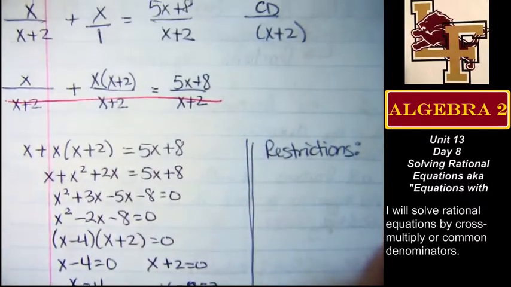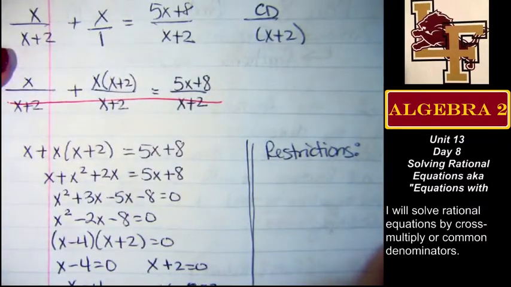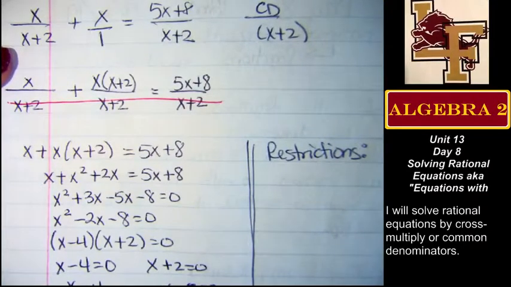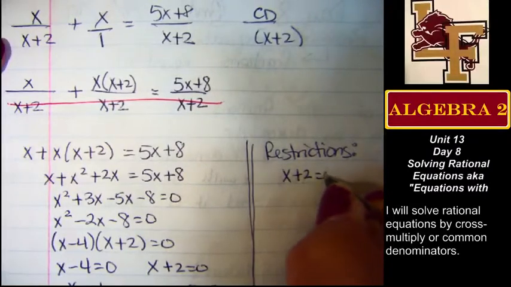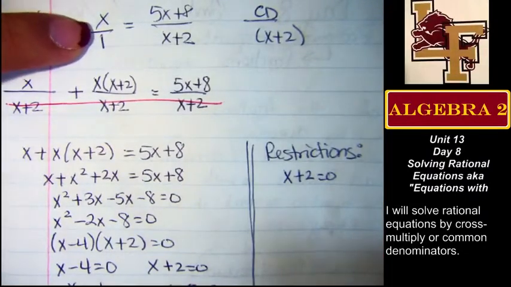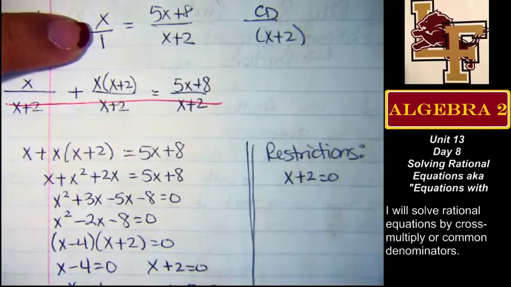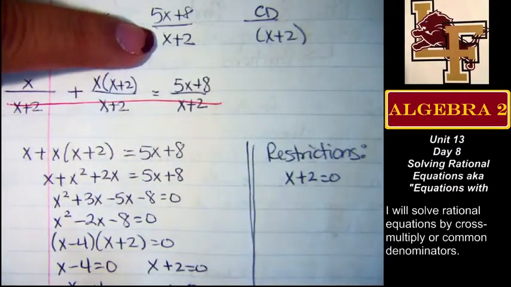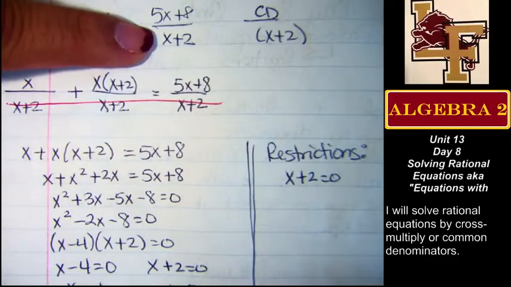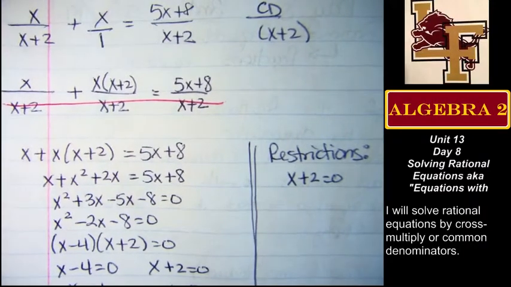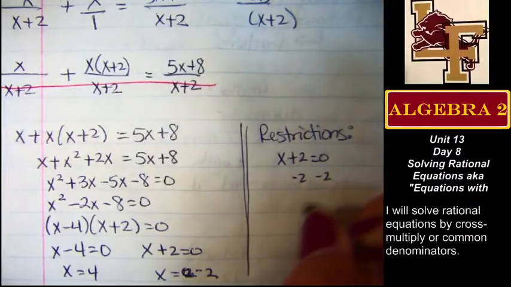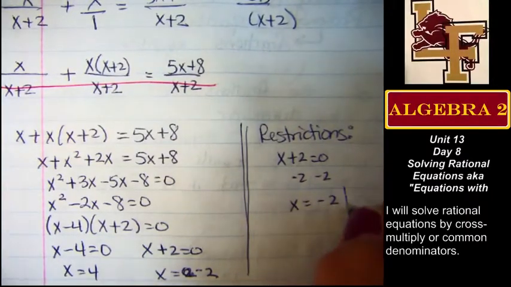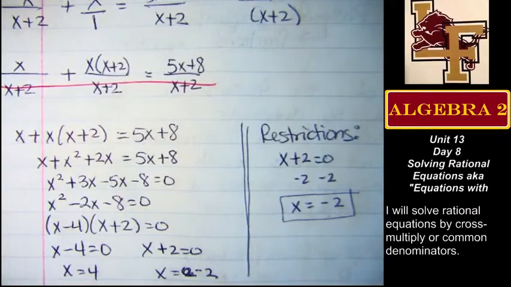To check restrictions, I'm going to go back to my very original equation, and I'm going to grab every denominator that has a variable in it. This denominator has a variable in it. I'm going to set it equal to 0. This denominator does not have a variable in it. I'm going to ignore it. This denominator has a variable in it, but I've already written it down, so I don't need to do it again. So I only have one restriction. I'm going to solve that for x. This tells me that x is not allowed to be negative 2.